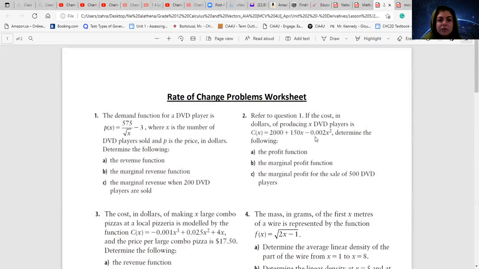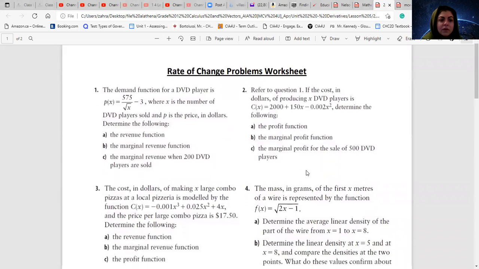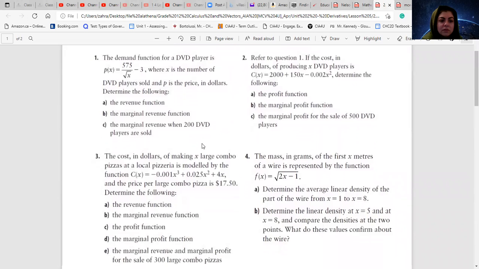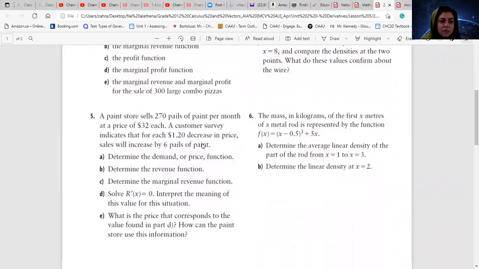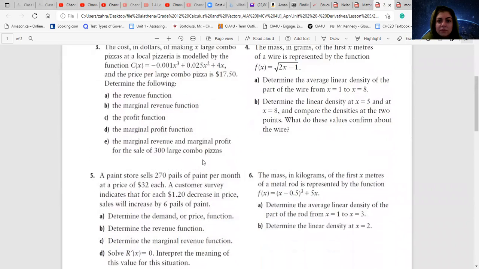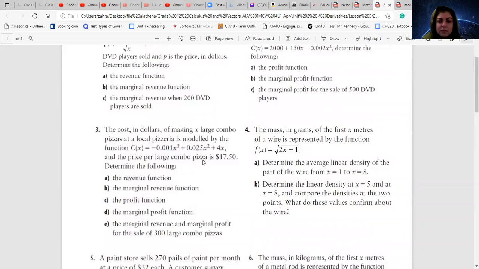So for the worksheet here, you can do the first question, and the fifth question, and question four.